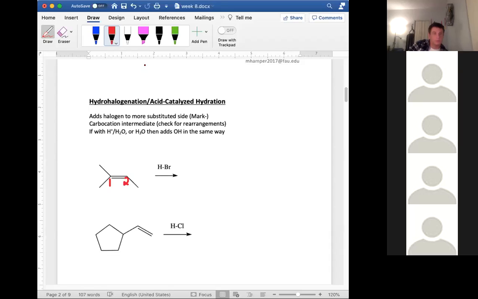Yes, 1 will be your more substituted side. So that's where Br is going to be added. Simple as that. So in exam 3, did he get mechanistic on you guys? Did he ask you about curved arrows for this stuff?